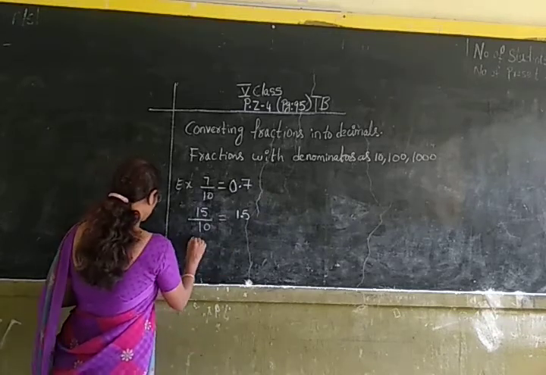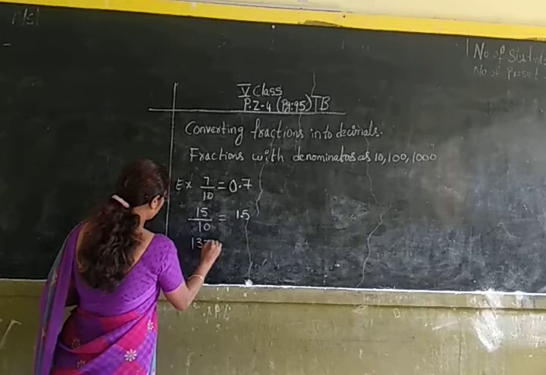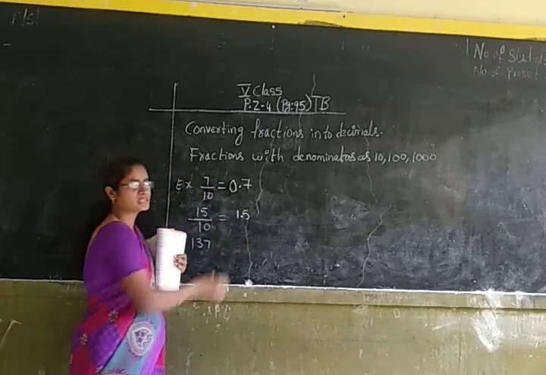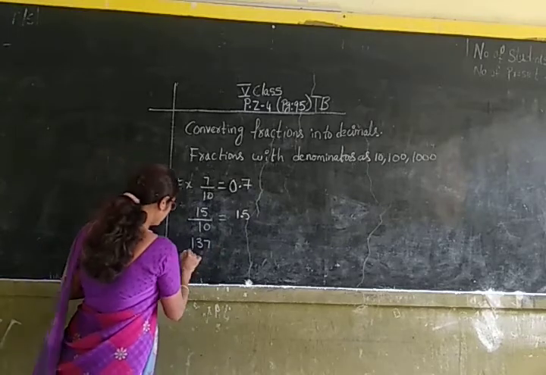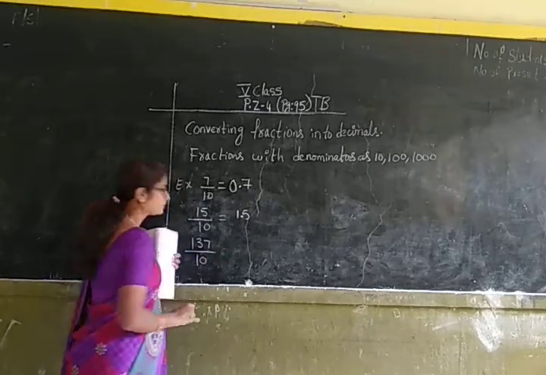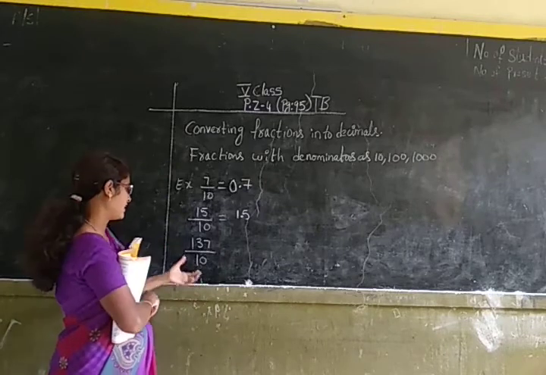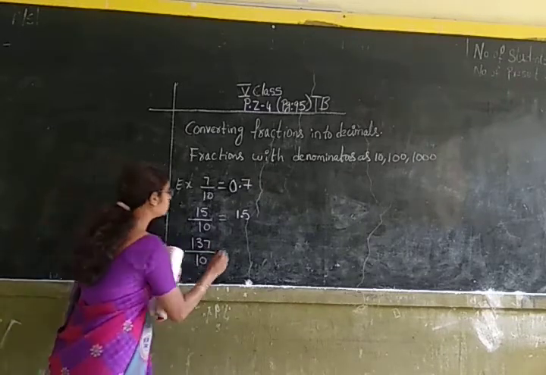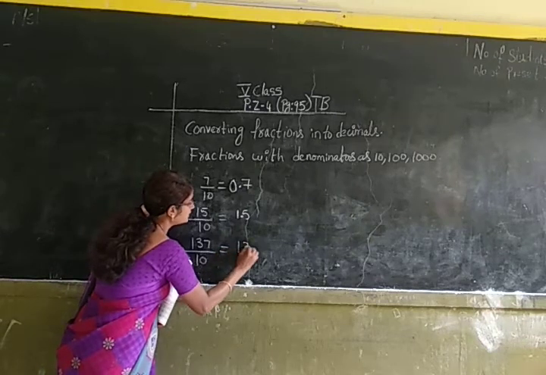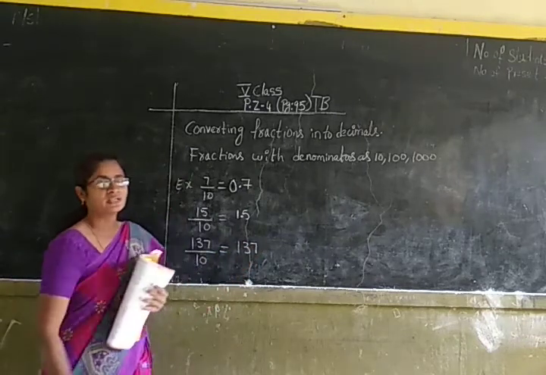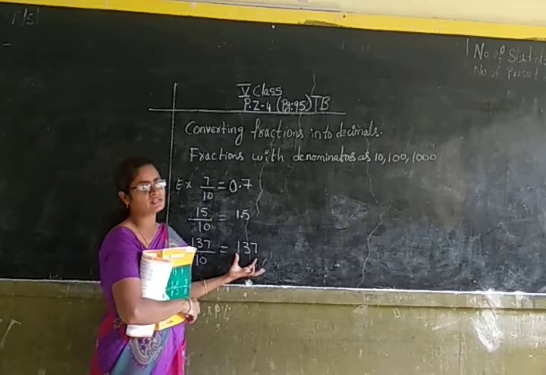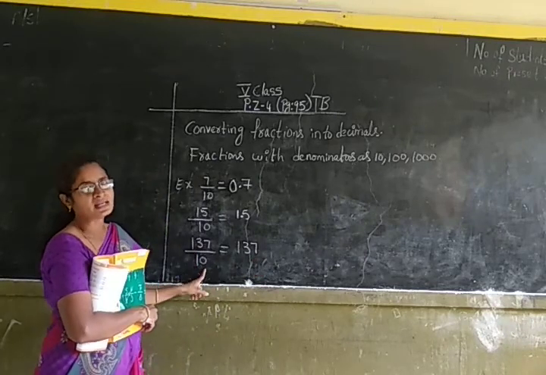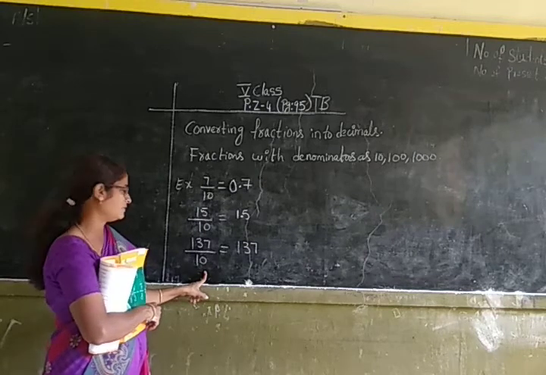Let us take one more example, that is a 3-digit number. I have shown how to convert a 1-digit number, 2-digit number. Now let us take a 3-digit number fraction and convert it into decimal. So here let us write down the numerator, which is 137. We have written the numerator as it is. In the denominator we are having 10 and 10 is having 1 0.